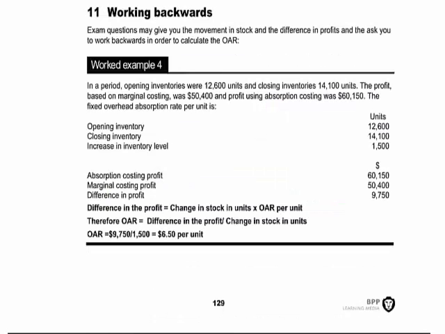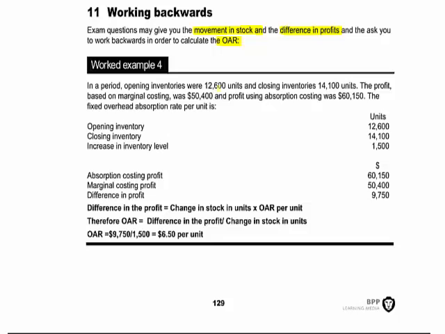Now that we understand the principles of absorption costing and marginal costing, we need to turn our attention to how this could be tested. An exam question might give us information and ask us to work backwards. So for example, we might be given the change in stock and the different levels of profits and have to work backwards to calculate the overhead absorption rate.